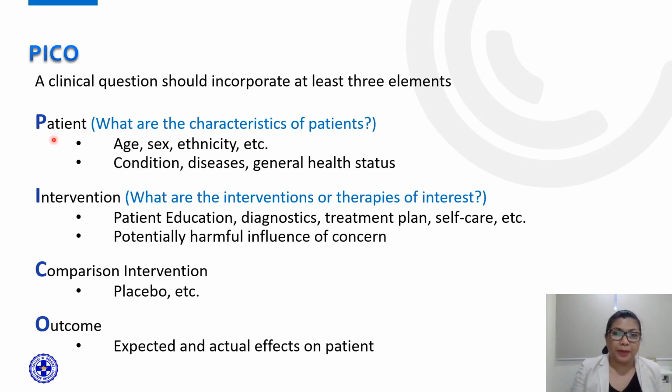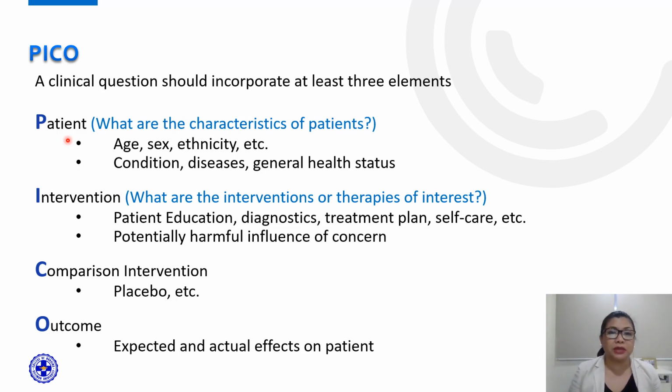So for example, the patient. When you make an evidence-based practice, you cannot cover everything. You have to be able to define the parameters in terms of the characteristic of the patients that you want. For example, are you talking about pediatric patients, elderly patients, what ages, okay, or adults? The sexuality, ethnicity, you have to define. Is it the diabetic patients? Is it cancer patients? Or what other conditions or general health status?